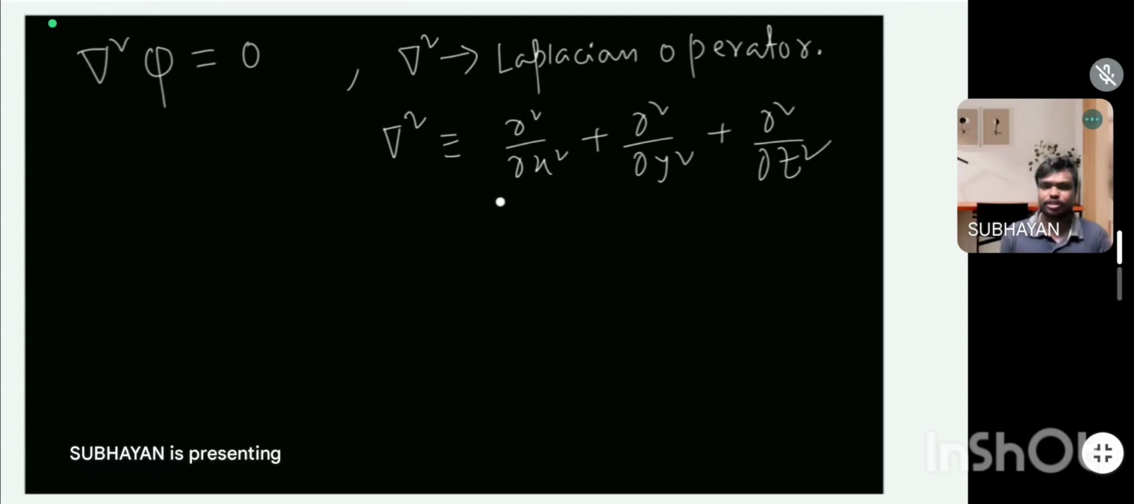Any laws of physics are generally invariant under any rotation or any type of transformation. So this operator is basically invariant because it is a scalar operator. Due to this invariance property, in most of the laws of physics written in differential form, we can find this operator, which is called the Laplacian operator. However, the Laplacian operator in Cartesian coordinates takes this form.